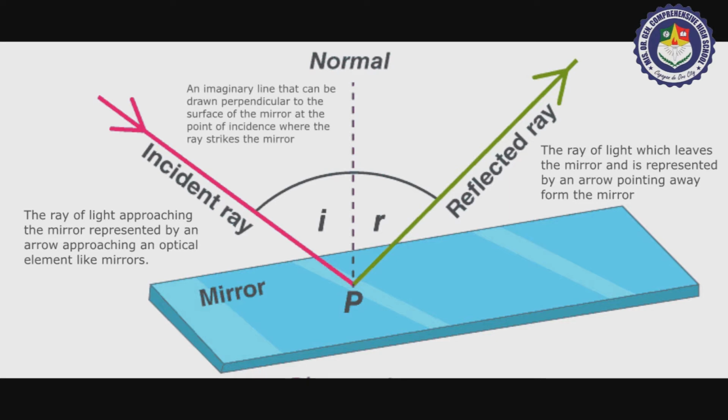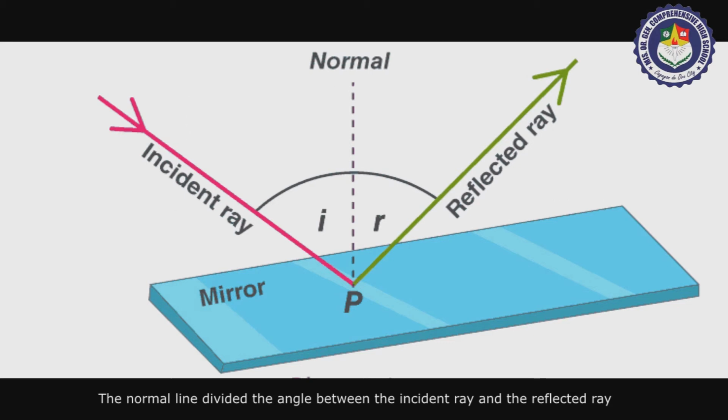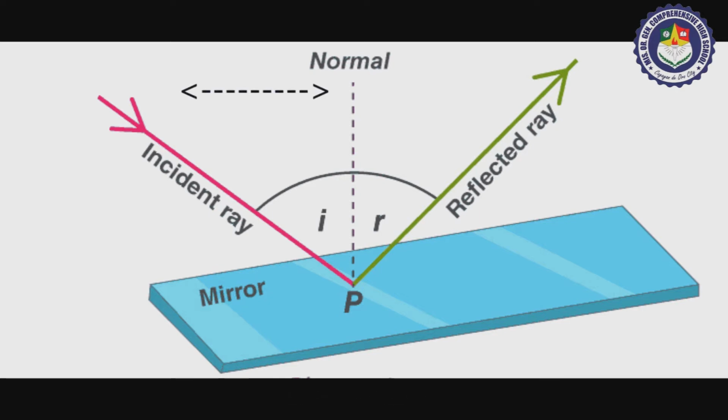Normal line. An imaginary line that can be drawn perpendicular to the surface of the mirror at the point of incidence where the ray strikes the mirror. The normal line divides the angle between the incident ray and the reflected ray into two equal angles. The angle between the incident ray and the normal is known as the angle of incidence, represented by small i. The angle between the reflected ray and the normal is known as the angle of reflection, represented by small r.